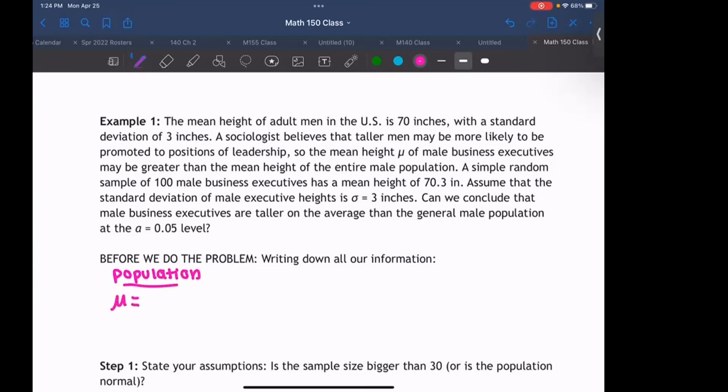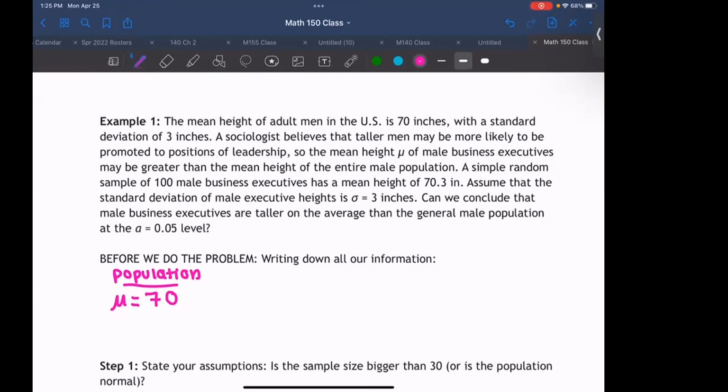And well, in this question, we have 2 means. We have 70 and we also have 70.3. Which one is the population mean? 70, right? It's just like the mean height of everyone in the US is 70. That sounds like a population. Over here it says sample. So let's say 70 is our population mean. Okay. Let's see. We also have standard deviation, which is 3.